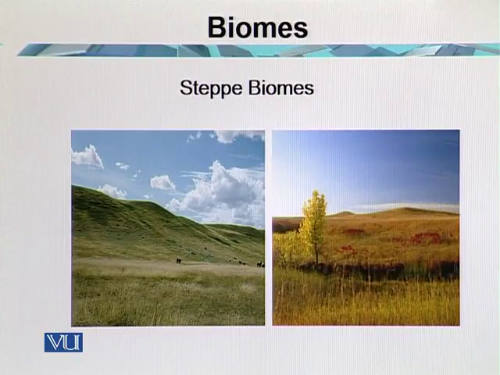Spring rain nourishes the grasses, which grow rapidly until early summer. By midsummer, the grasses are usually dormant. Occasionally, summer rainstorms cause periods of renewed growth.